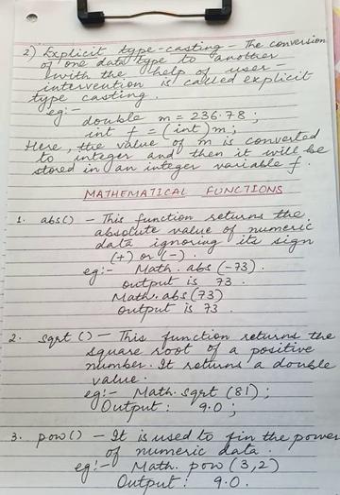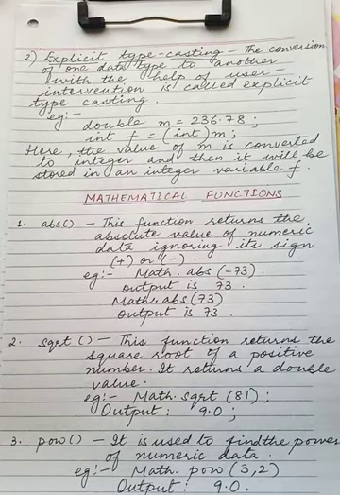This function returns the square root of a positive number. It returns a double value. Math.square root 81. Output will be 9.0. The output will be in decimal. See, it will not be an integer, it will be in decimal. So it returns a double value. Next is power function. It is used to find the power of numeric data. For example, math.power 3, 2 will give 9.0 as the output.